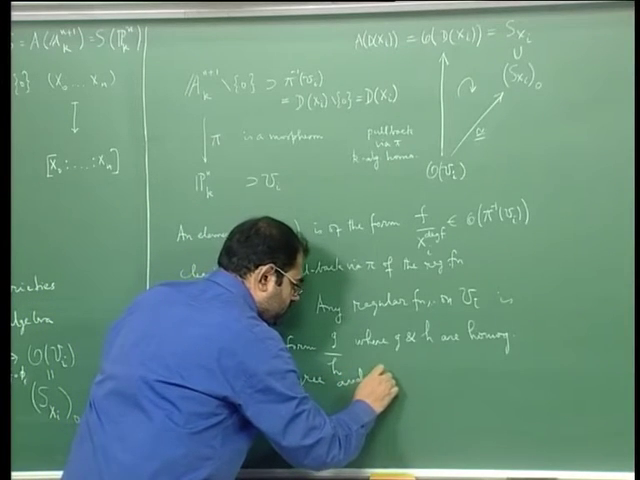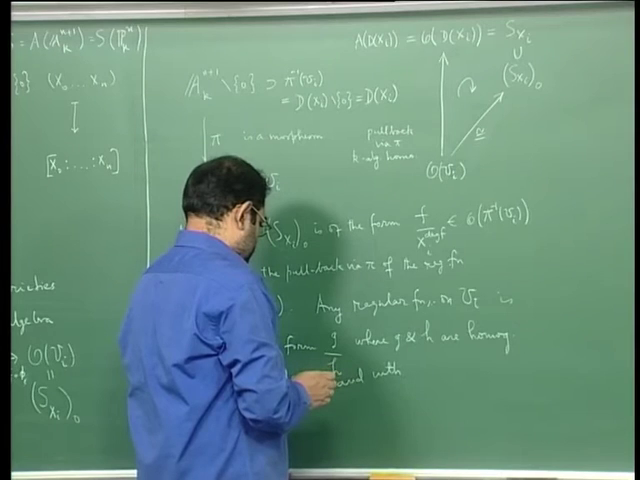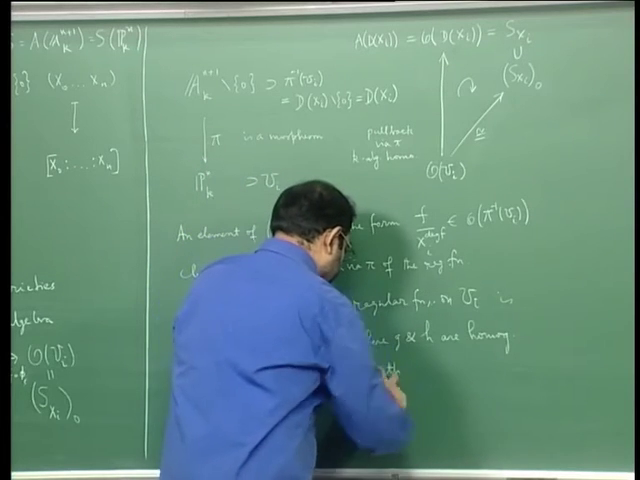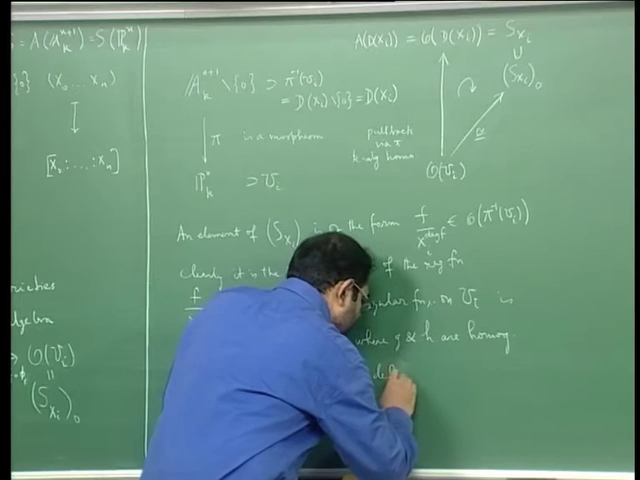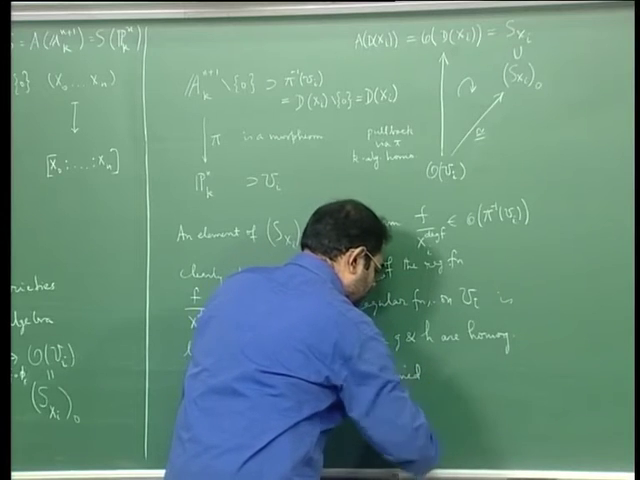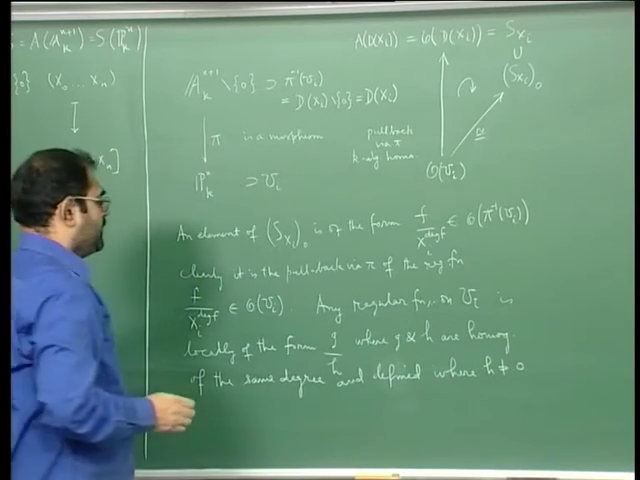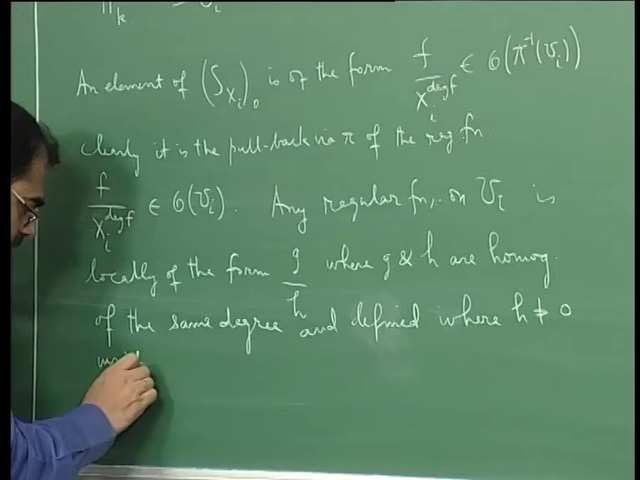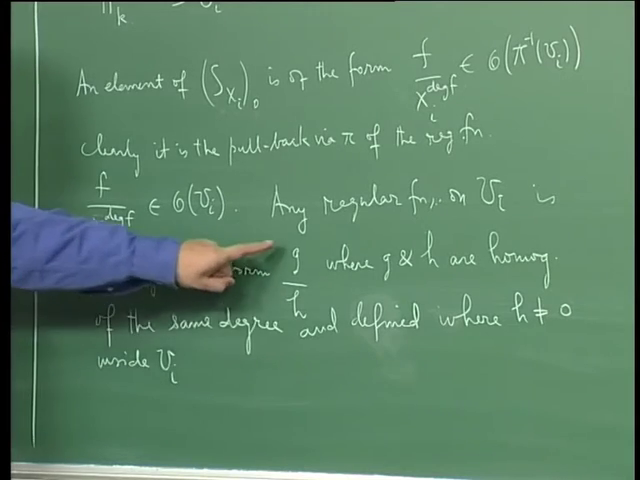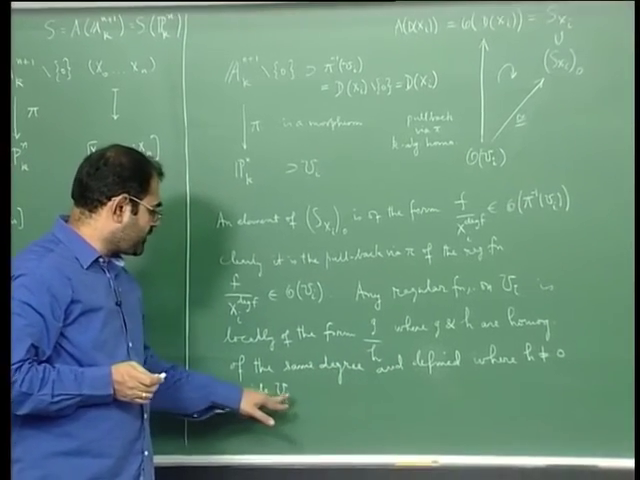and defined where h is not 0, inside Ui. This is how any regular function on Ui looks. Locally it is of the form quotient of 2 homogeneous polynomials of the same degree, and it is defined where h is not 0 and it is inside Ui, okay.